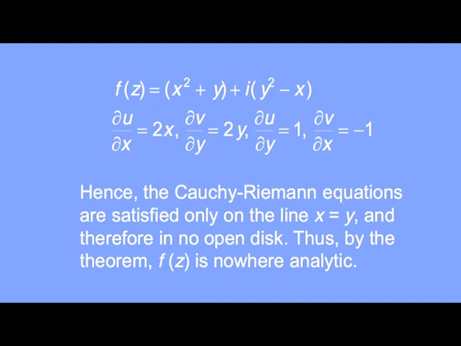Suppose your f z is x square plus y plus I times y square minus x. So, what is your u and what is your v here? U is the real part of f z, v is the imaginary part of f z. So, u is x square plus y and v is y square minus x. So, differentiate it partially. You know that u is a function of x, y, v is also a function of x, y. So, how many partial derivatives do you get of first order? You get dou u by dou x, dou u by dou y, dou v by dou x and dou v by dou y. So, take the derivatives.